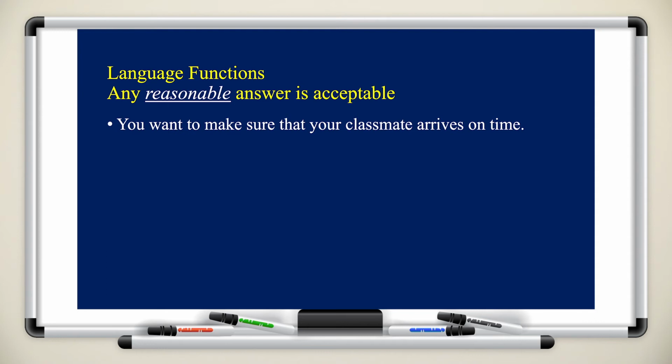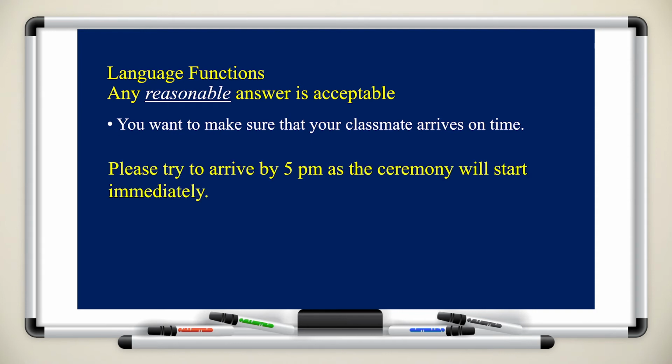You want to make sure that your classmate arrives on time. What would you say to him? Please try to arrive by 5 o'clock or 5 p.m. as the ceremony will start immediately. So please try to arrive by 5 p.m. as the ceremony will start immediately. So those are the language functions, and what we would say in the following situations.